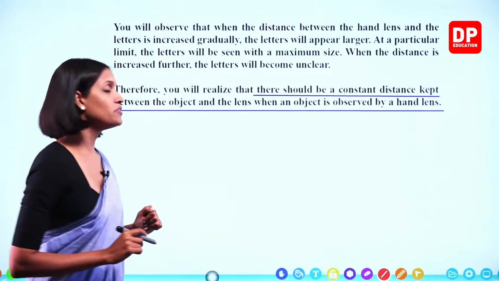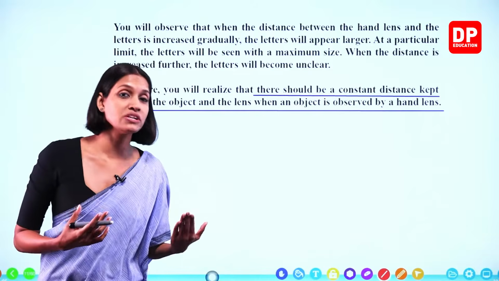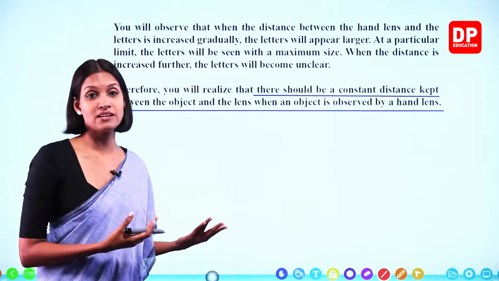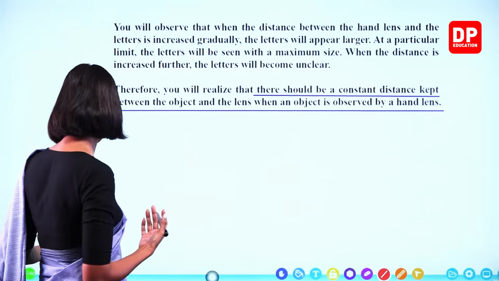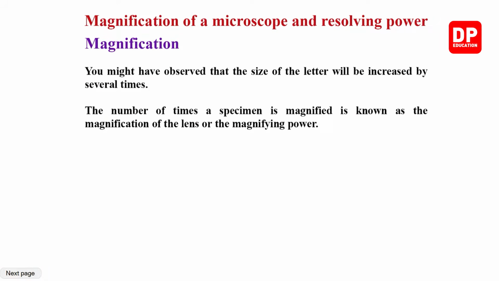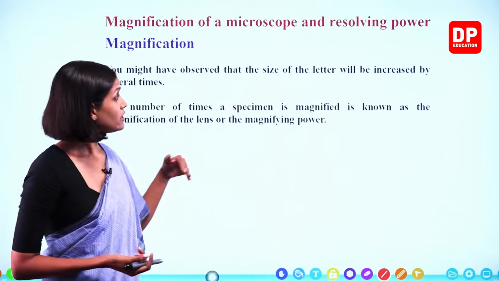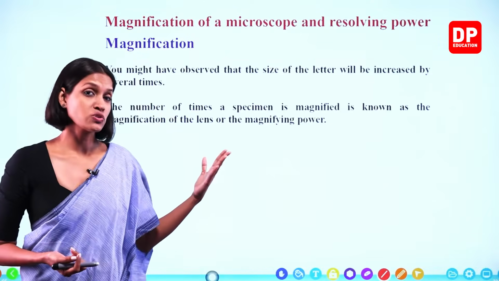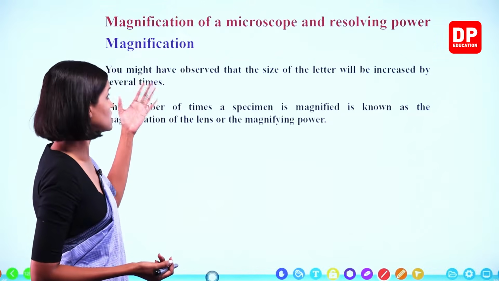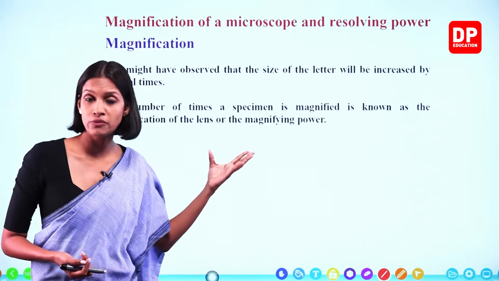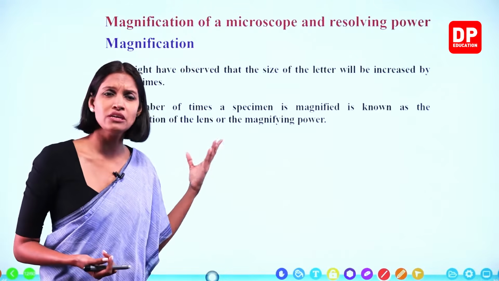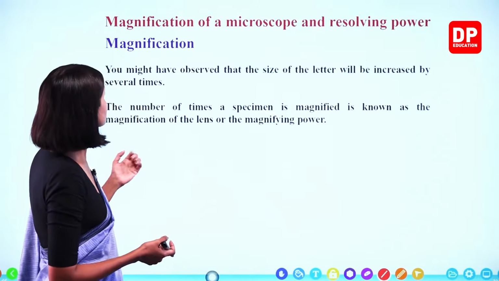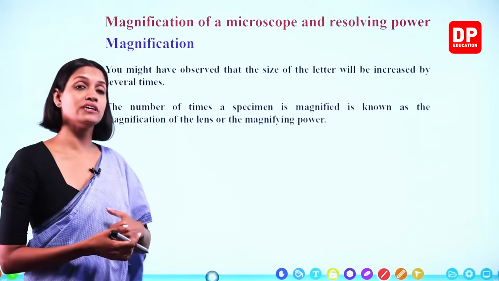Right. So now we are going to learn certain terms related to these hand lenses and microscopes, right? Let's see. Magnification of a microscope and resolving power, right? When we discuss microscopes, you always have to use these terms: magnification, resolving power, or resolution. What is the meaning of these words, children? Let's see. What is the meaning of magnification?